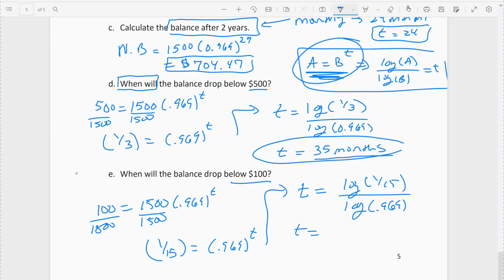And so how long will it take to take my debt of $1,500 down to $100 if all I'm doing is making the minimum payment? Round up to the whole month. It's 85.9995, so 86 months, which is about 7 years. It takes 7 years to pay off a credit card balance of $1,500 if all you're doing is making the minimum payments. Alright, so again, it's never to your advantage to make minimum payments.